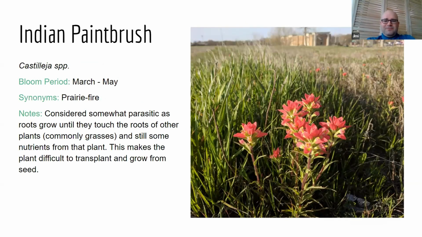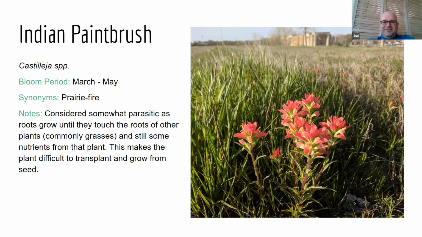Indian paintbrush. If you've driven along Oklahoma roadsides just recently, this is the red flower that you are seeing a lot of. That, and then showy evening primrose is most likely going to be the pink splashes you see everywhere. It's also sometimes referred to as a prairie fire. And this one's very interesting because it's considered hemiparasitic. It usually relies on a grass, and it will attach its root and steal some nutrients from the nearby grass. Although it does have chlorophyll and it can produce its own energy, it does have that parasitic nature.